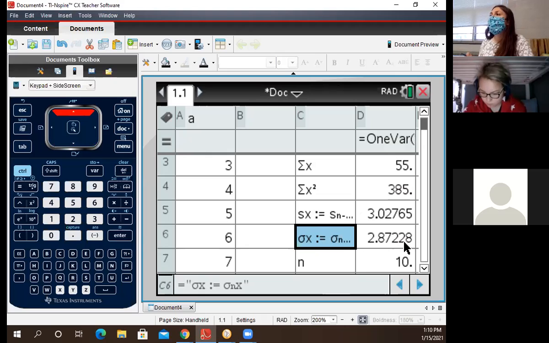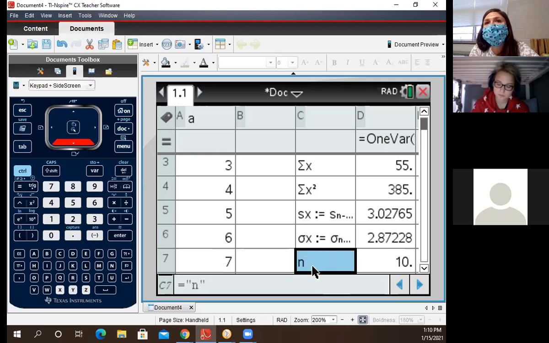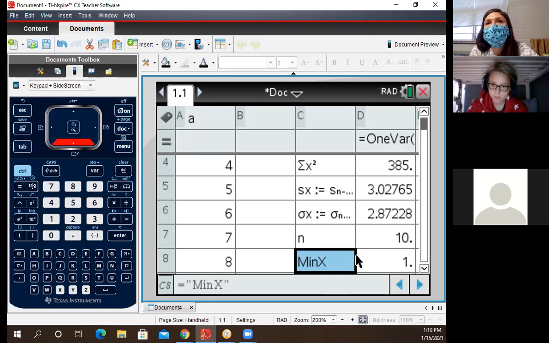I want you to get in the habit of rounding to at least 2 decimal places. So I'm going to say that my standard deviation is 2.87. Give me at least 2 decimal places and make sure you're careful with your rounding. So there's my standard deviation, the other important thing that I needed for this particular question. But there's a couple more pieces of information that this calculator is going to give you that may be helpful for some other problems. Where we see N here, that's how many values I had, how many data points. That was 10. So we had 10 pieces of information here.